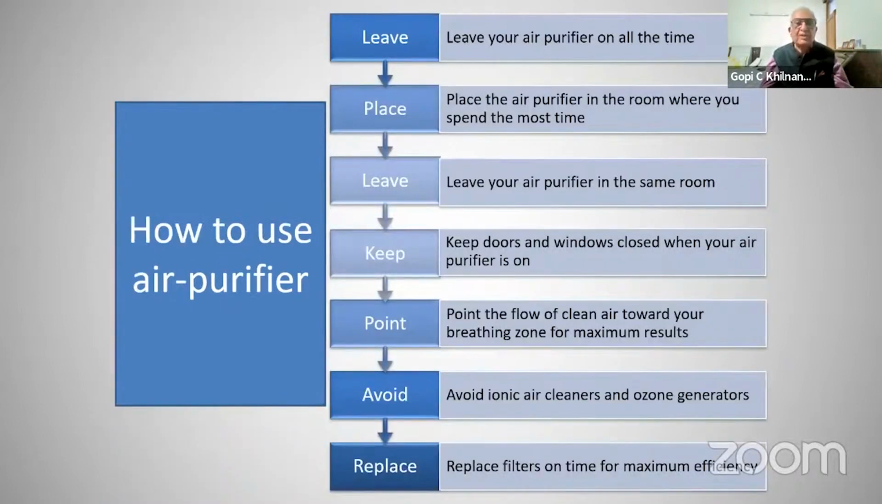So, how to use an air purifier? The air purifier should be on all the time that you are inside. Place the purifier in the room where you spend most time. Leave your air purifier in the same room. Keep the doors and windows closed. That's very important. And the point of flow should be towards you, avoid ionic air cleaners, and periodically clean the filters.